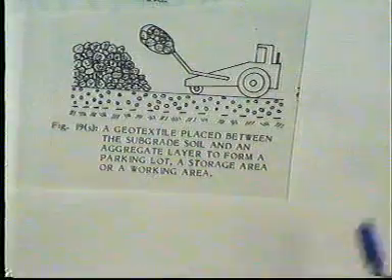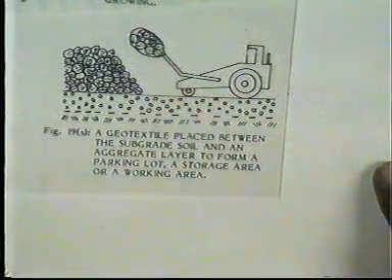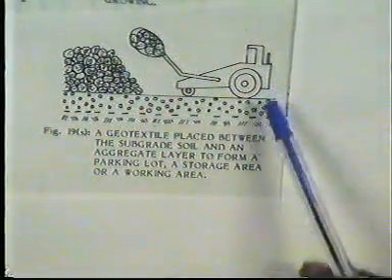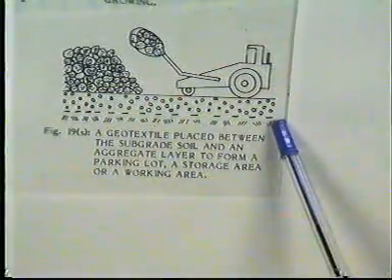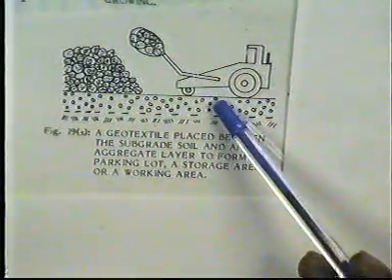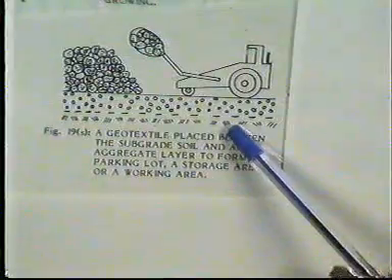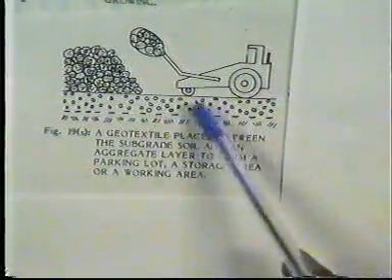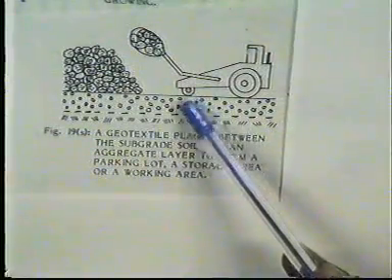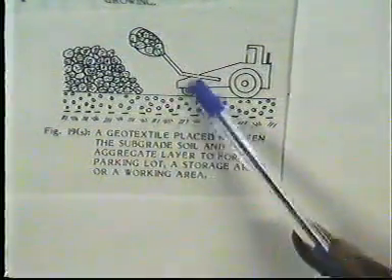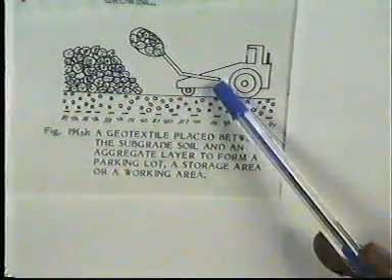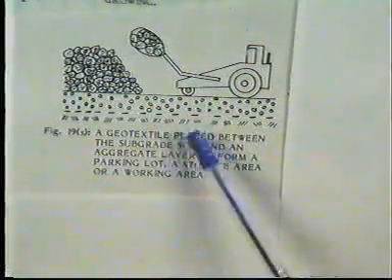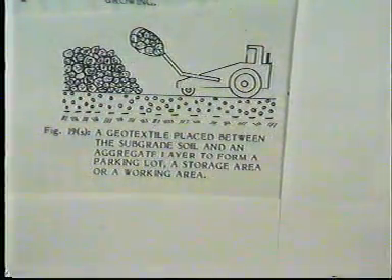Now here this geotextile is placed between the subgrade soil and this aggregate layer to form a parking lot or storage area or working area. So geosynthetics material acts as a separation.